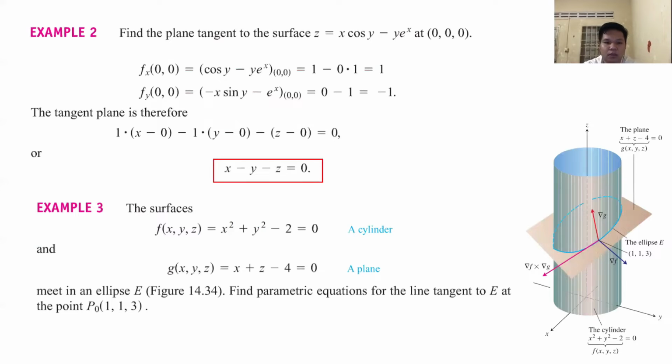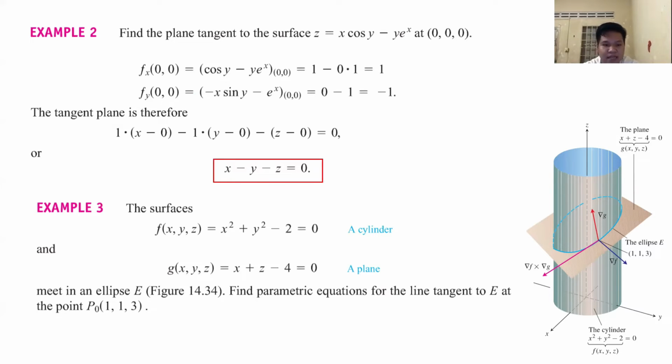Now, let's look at example 2. Find the tangent plane to the surface z equals x cosine y minus y multiplied by e to the power x at (0, 0, 0). First, we differentiate the surface with respect to x, and then we substitute the values 0 and 0. So we get fx at (0, 0) equal to 1. And we differentiate the surface with respect to y and substitute the values at (0, 0). So we get fy at (0, 0) equal to minus 1.